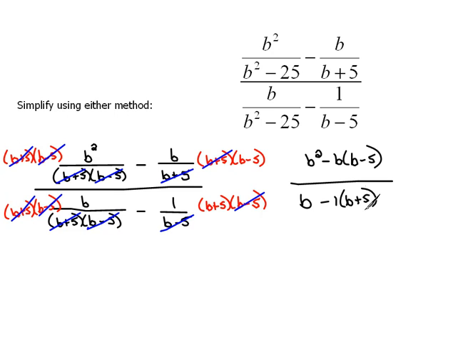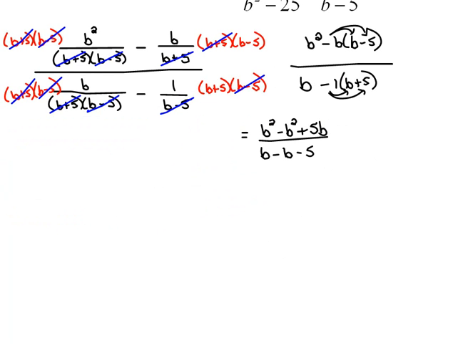And now we can continue to simplify this, which means I'm going to have to distribute out here our negative b on top, and on bottom we're going to have to distribute our negative 1. So that's going to equal b squared minus b squared plus 5b all over, when I distribute this one, we'll have b minus 5. Now I'm going to move this up so we can see a little bit better.